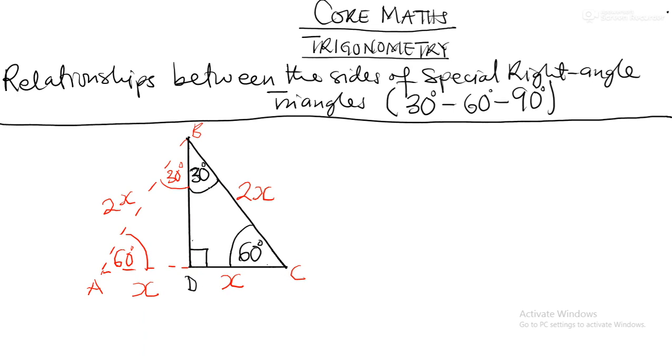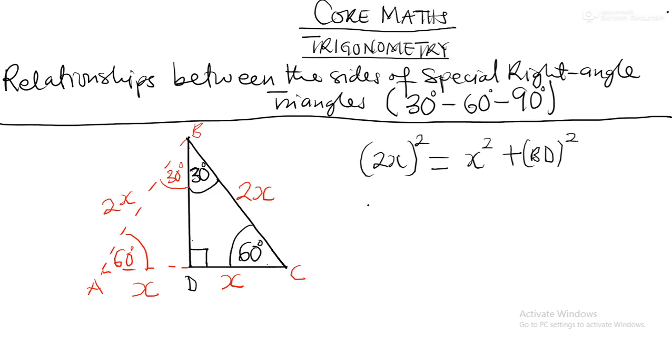Our opposite in terms of the 30. Then the BD will be what? Our adjacent. Okay, good. So let's go straight from 2x all squared, which is the hypotenuse, is equal to x squared plus, so we use BD squared. Okay, good. So we are looking for BD.